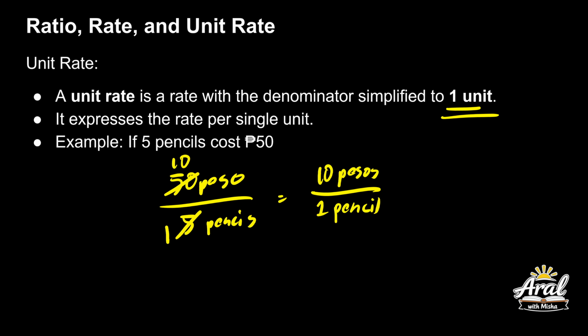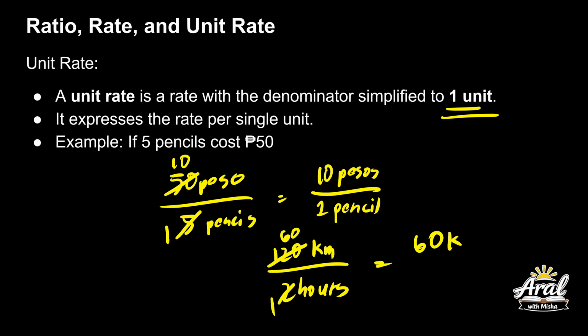Okay? So balik tayo sa example kanina. 120 kilometers per 2 hours. In 2 hours. Diba? So if you want to make that in unit rate, this is what you call rate. Okay? If you want to make it unit rate, the denominator should be 1. Okay, so divide this by 2, so that's 60. So 60 kilometers per hour. So this is unit rate. Okay?